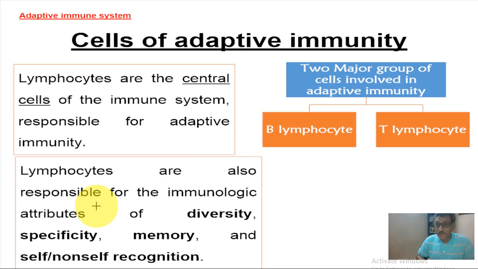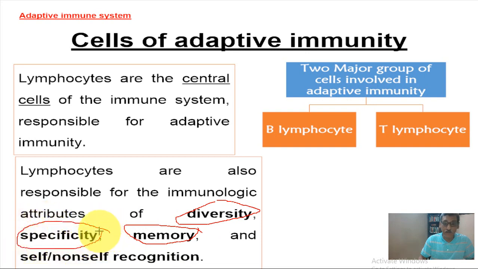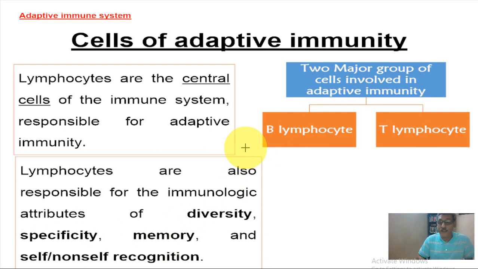Lymphocytes, B and T, two different types, are the two major groups of cells involved in adaptive immunity. We have seen before that adaptive immunity has at least four characteristic attributes: diversity, immunological memory, specificity, and of course self and non-self recognition. But all these four attributes are also the attributes of lymphocytes. In other words, whatever the attributes of adaptive immunity are, they actually come from the lymphocytes, not any other type of cells.